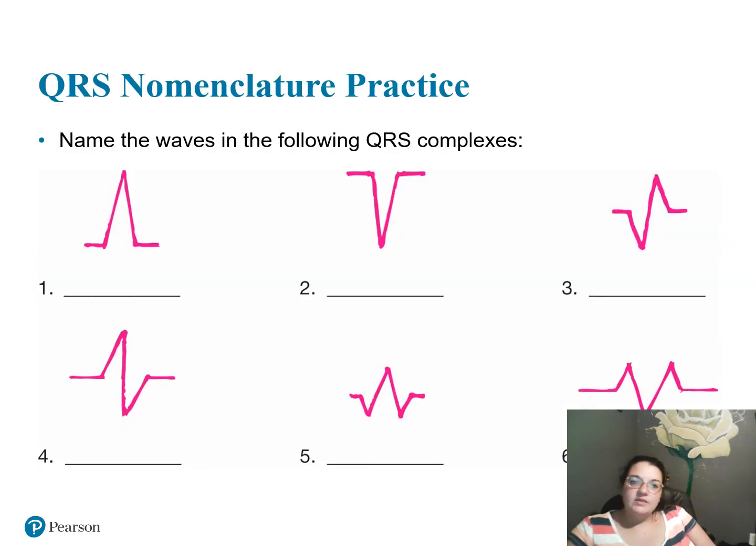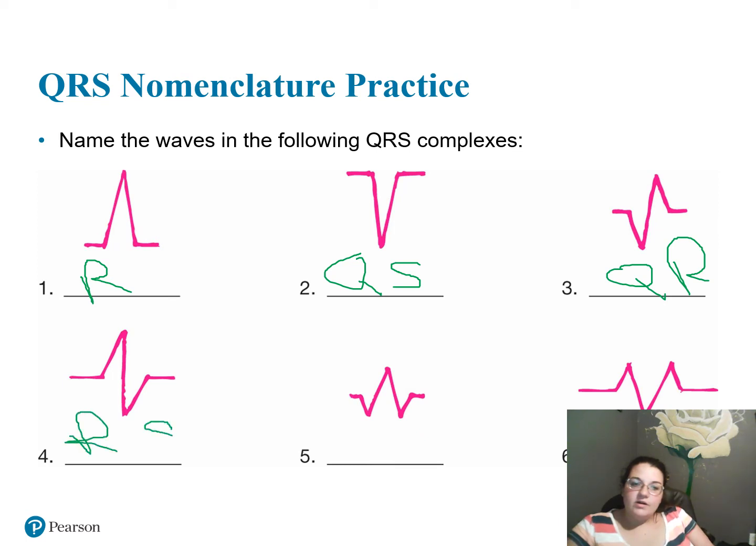So we're going to name these real quick. This one we just did, it's an R. Here's a QS. Here is a QR. Here we have an RS. Here we have a Q, R, and S. And I can't see the other one, which looks like an R, an S, and an R prime.